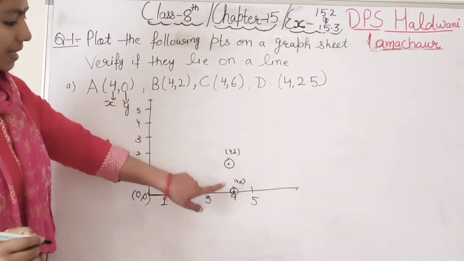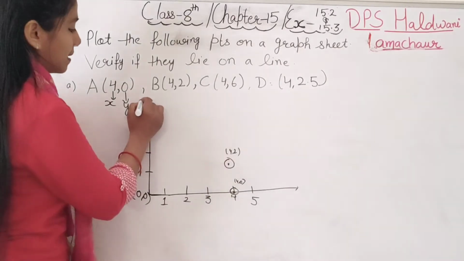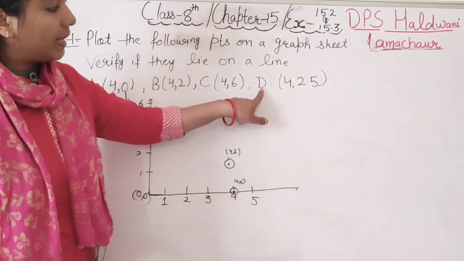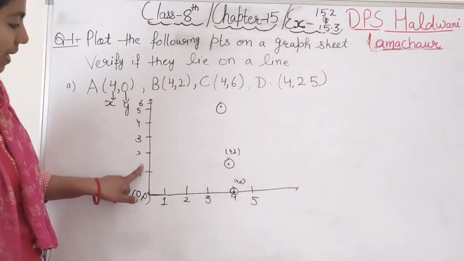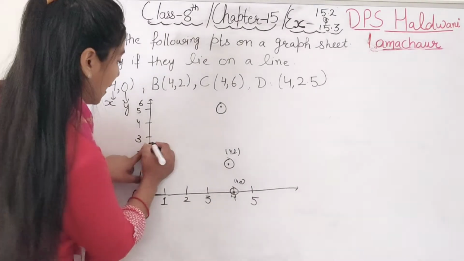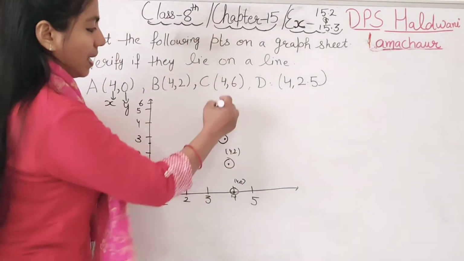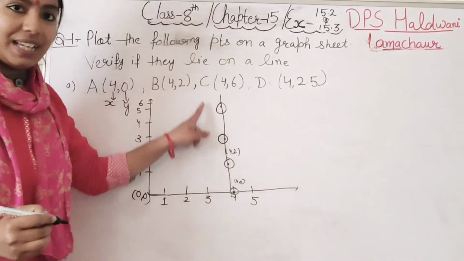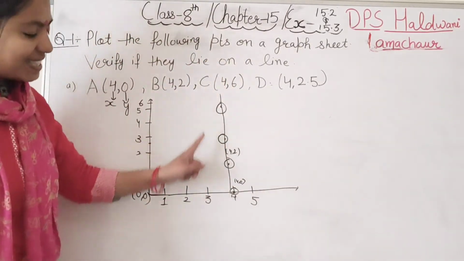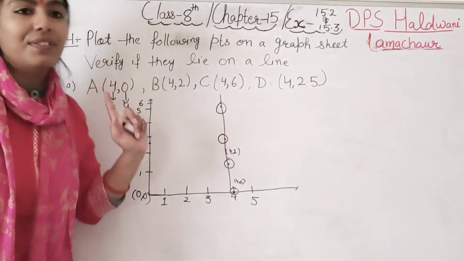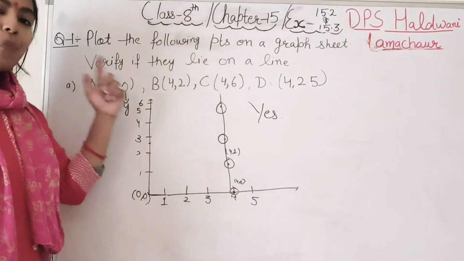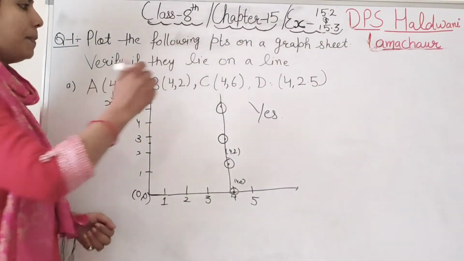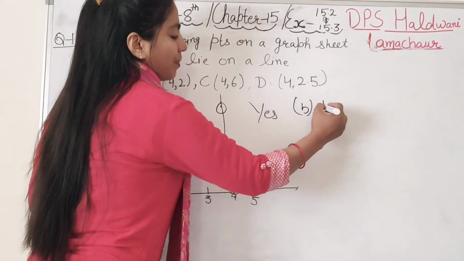C is (4, 6): x is 4, y is 6, so you can mark 6 over here. x is 4 only. And point D: x is 4 and y is 2.5. 2.5 is here. As you can see, when we join all these points, they become a straight line. The question is asking, verify if they lie on a line. Yes, all the points lie on a line only. Right, students? That's question A. Part B you can solve on your own. This is homework for you.